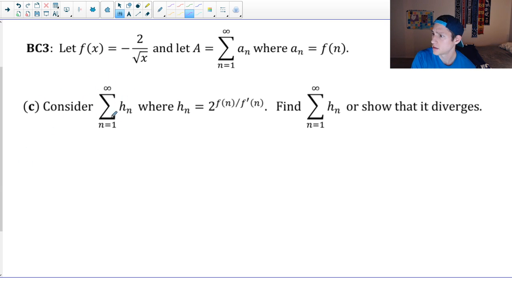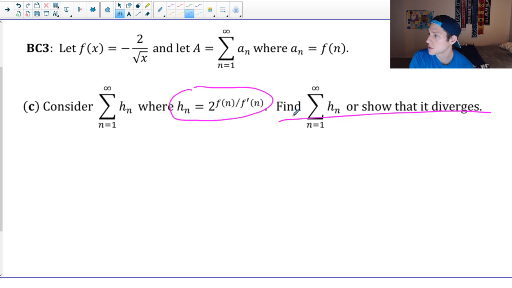Consider Hn. Okay, so it just keeps defining new functions, new sequences. Hn equals 2 to the power of fn divided by f prime of n. Wow. Find the sum or show that it diverges. Okay, so first I just need to figure out, does it converge or diverge?